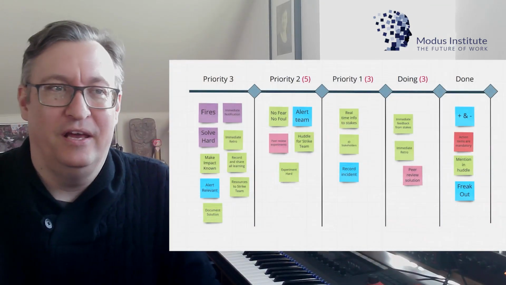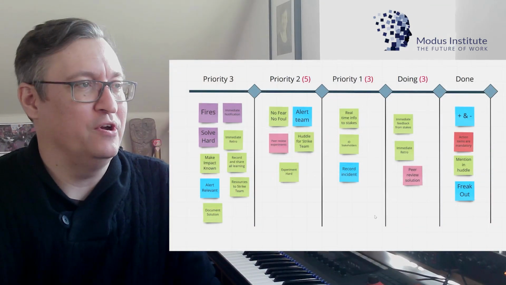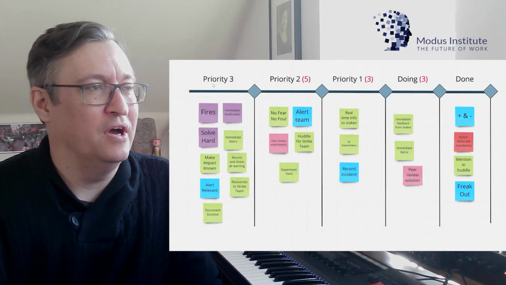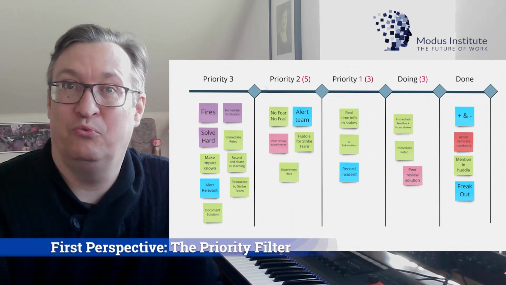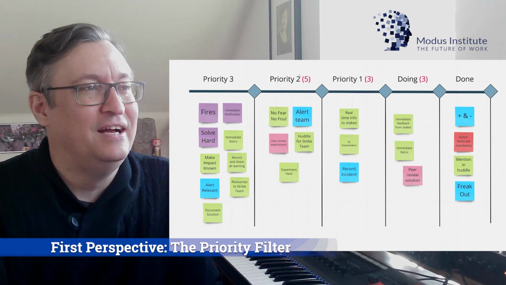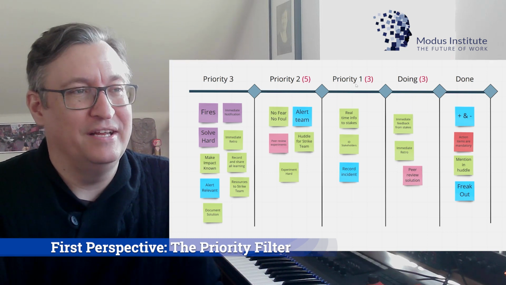So what we're going to do right now is go over 4 very quick ways to visualize the priority of your work so that you know what to pull and you do the right thing at the right time. The first one is the priority filter, which is very simply 3 levels of priority, each with a different WIP limit: unlimited, mildly limited, and very limited.